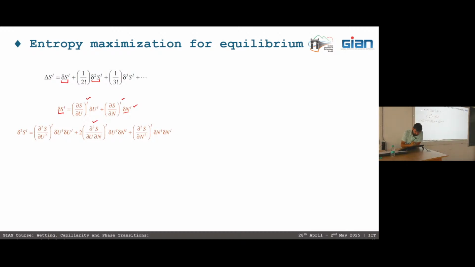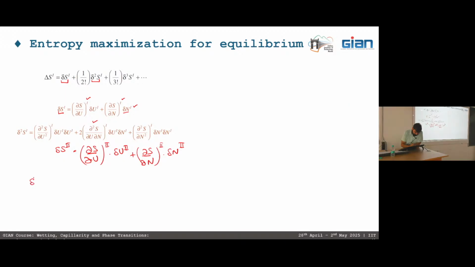Similarly, we can also write it for subsystem 2. For subsystem 2, it can be written as the same, del S by del U for subsystem 2 times delta U for subsystem 2, plus del S by del N for subsystem 2 times the change in the number of molecules.